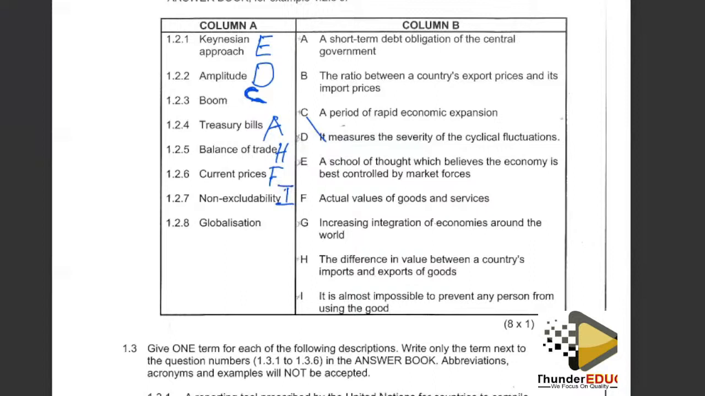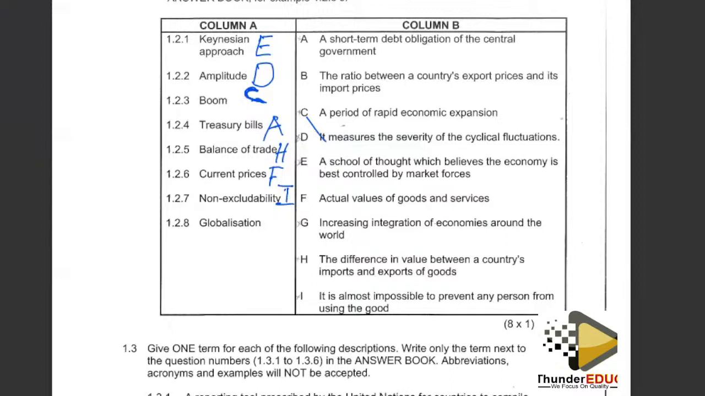The next question, 1.2.8, addresses the issue of globalization. What do you mean by globalization? Globalization is a linkage of different countries coming together to perform a certain activity. I make an example of this. Different countries can come together to celebrate World AIDS Day. The moment they come together, that activity we call globalization.